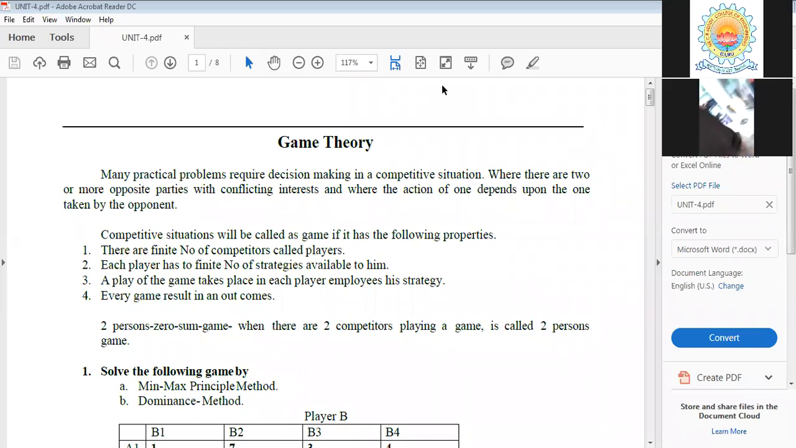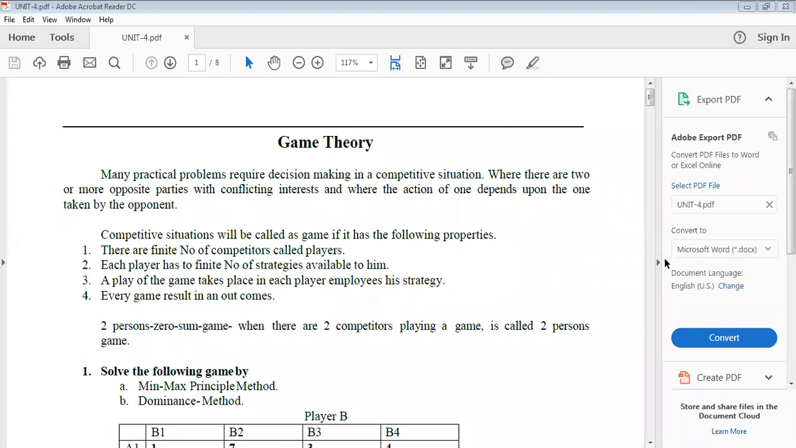Today we are going to discuss some other topic, so that is nothing but game theory. It is a very important and at the same time somewhat easy topic, provided you understand it very clearly.